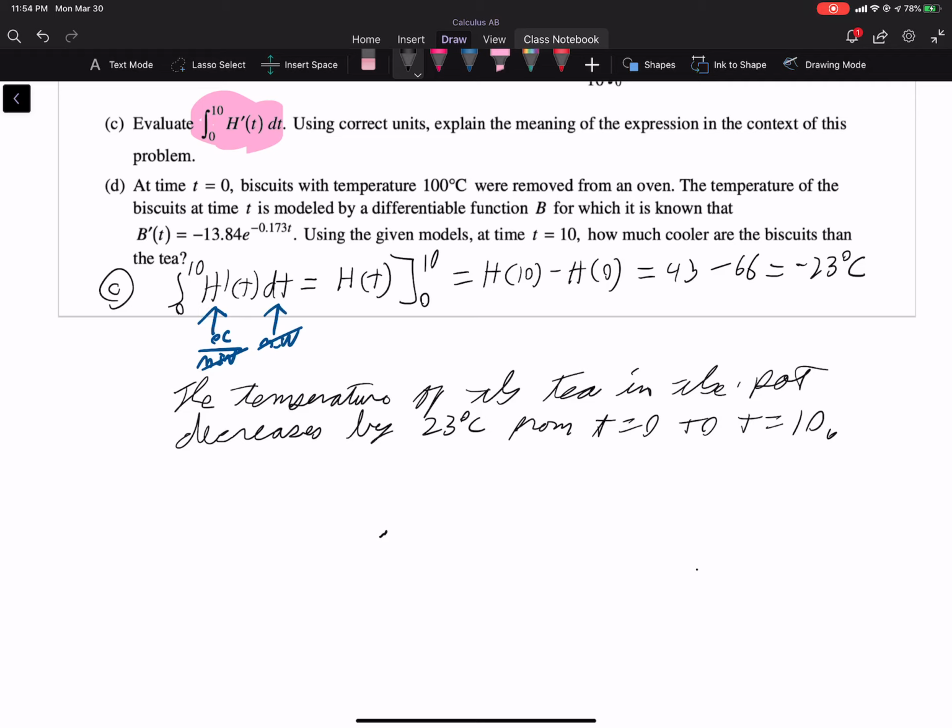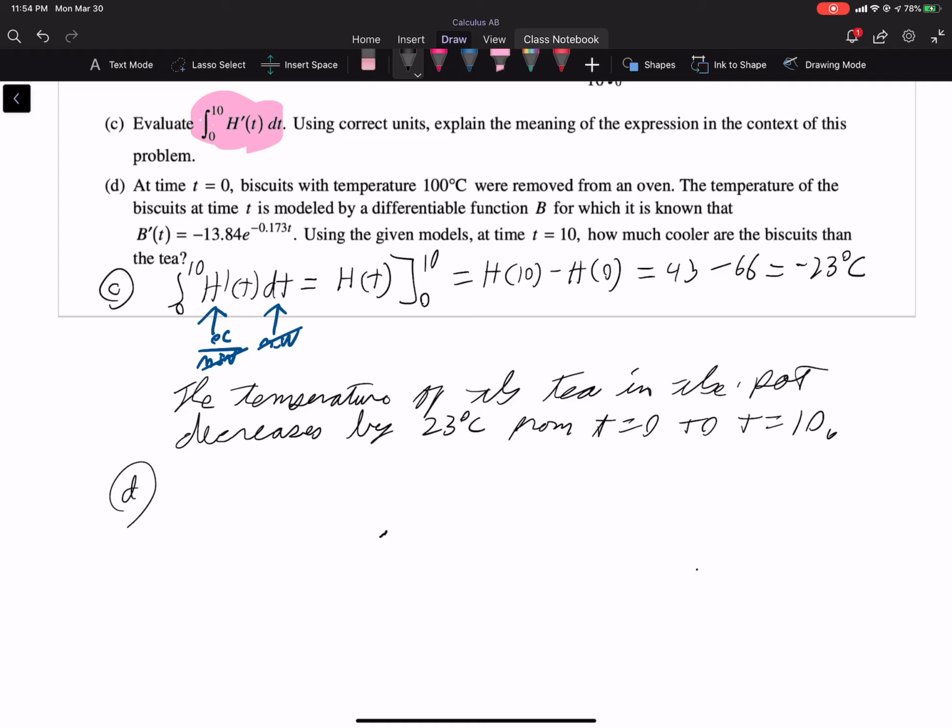Part D. Oh no, I need to get a calculator for this. I don't know where my calculator is. I'll find it. It's hiding here somewhere. Where are you, calculator? I just saw it a second ago. Oh, I think I know where it is. All right, I got it. Sorry about that.